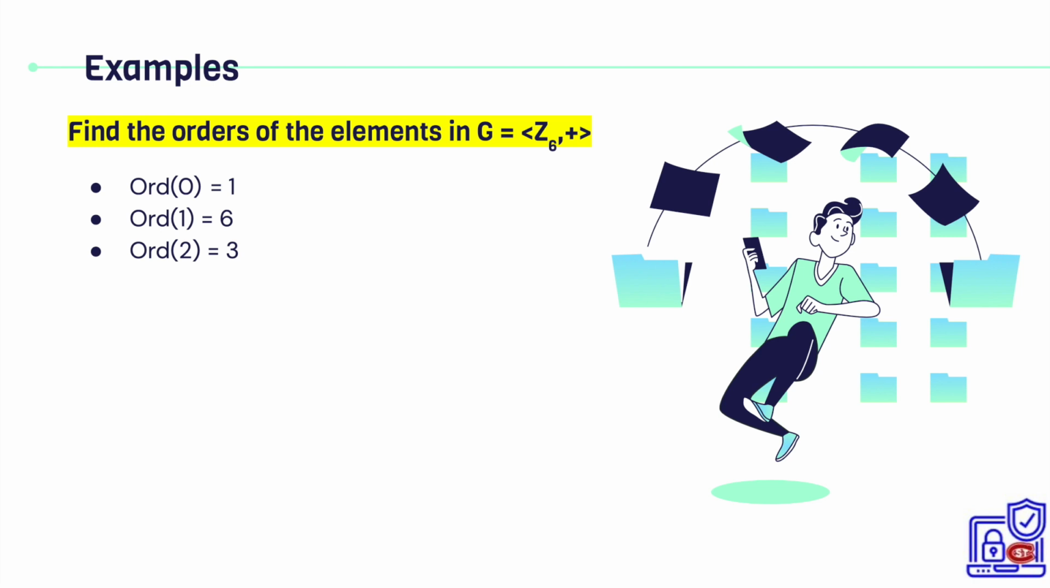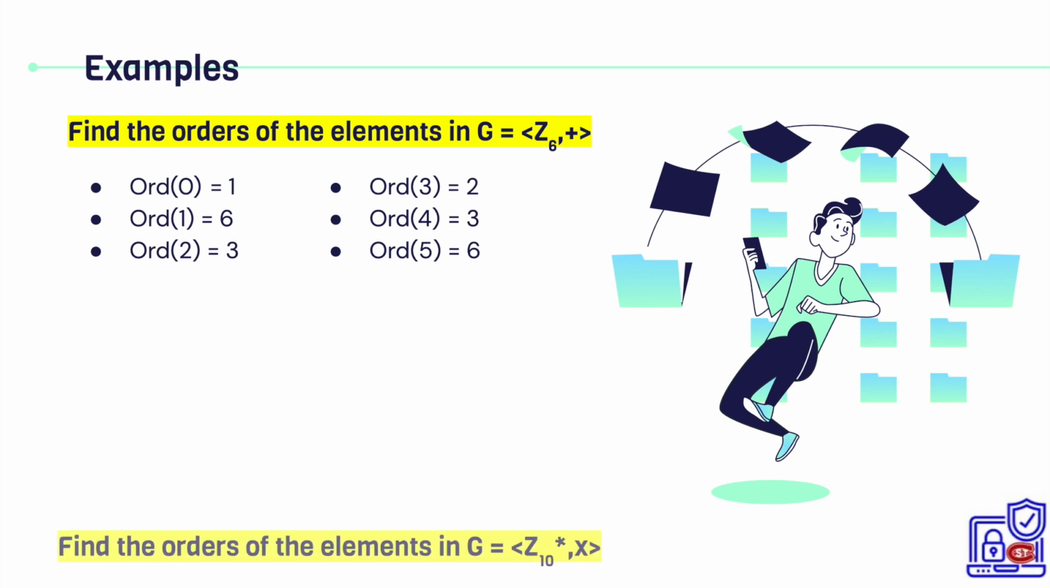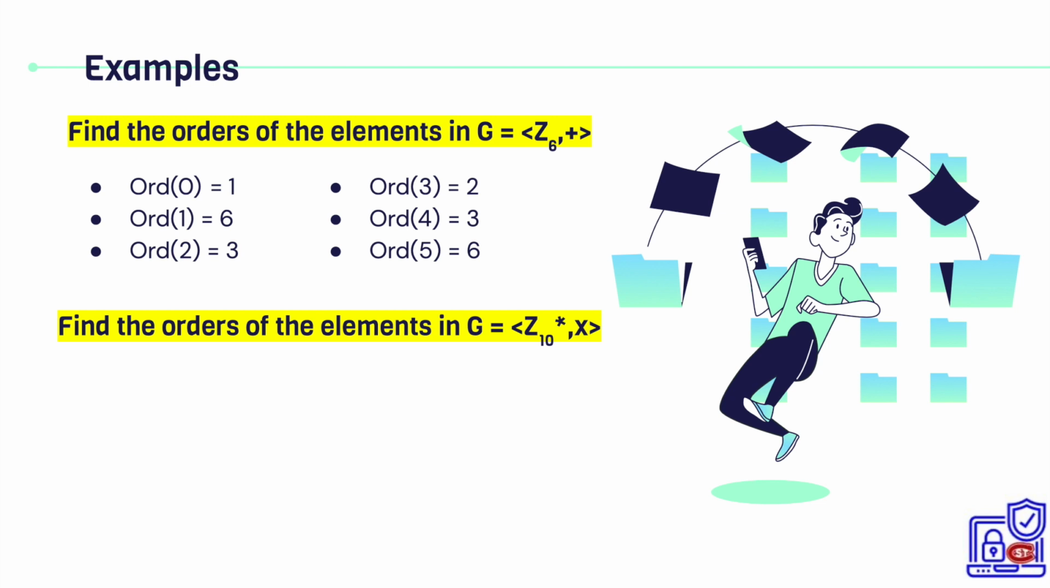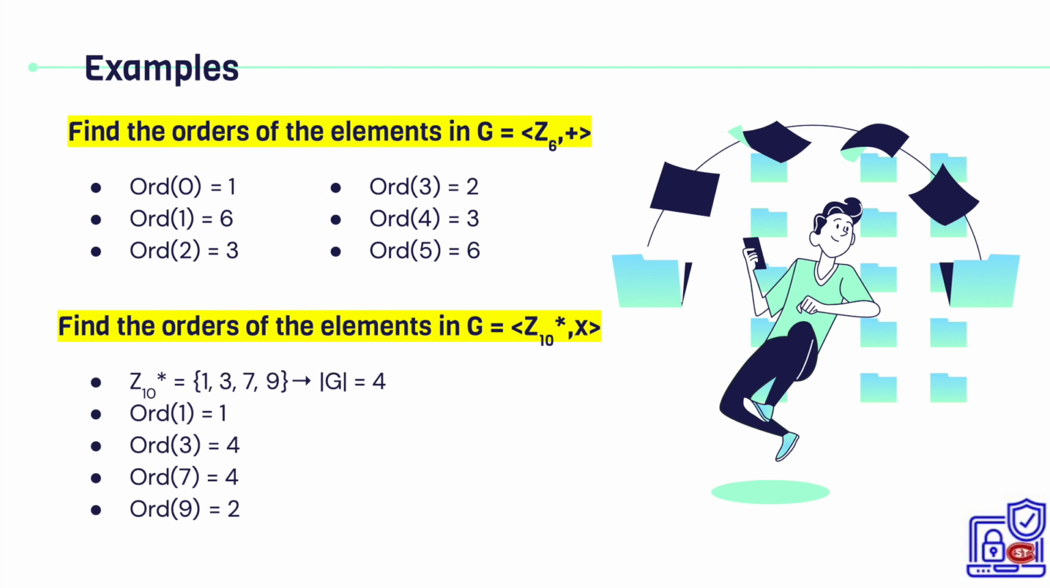Let's repeat this process with 5. We will have to keep adding 5 for 6 times, so that once at modulo 6, we will get 0. By doing so, we found the orders of elements in G. Moving on, we will find the orders of the elements in G = Z10*, multiplication. This is trickier because the set only has 4 elements, 1, 3, 7, and 9, so its order equals 4. In this case, we have the identity element equals 1 and our operation is multiplication.